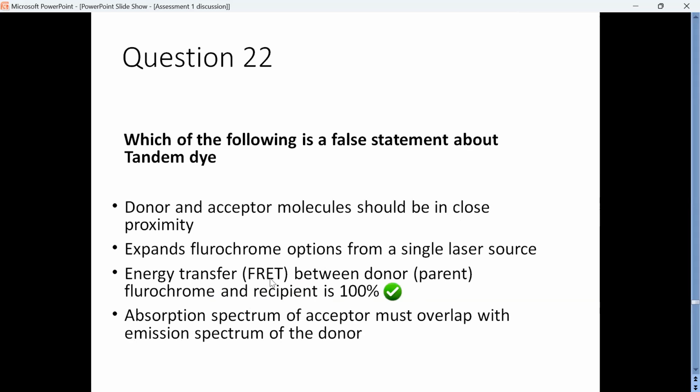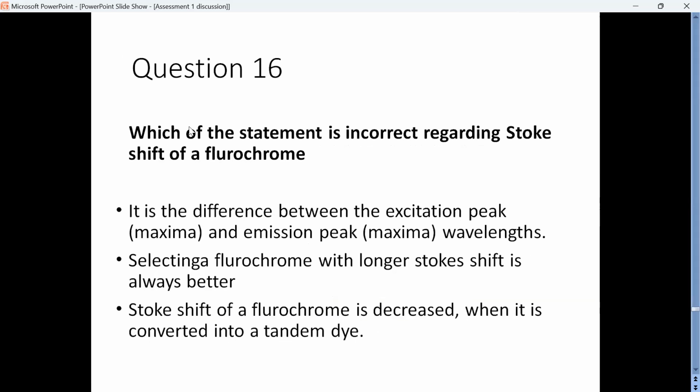So the third one is the answer. Okay, so which of the statements is incorrect regarding Stokes shift?